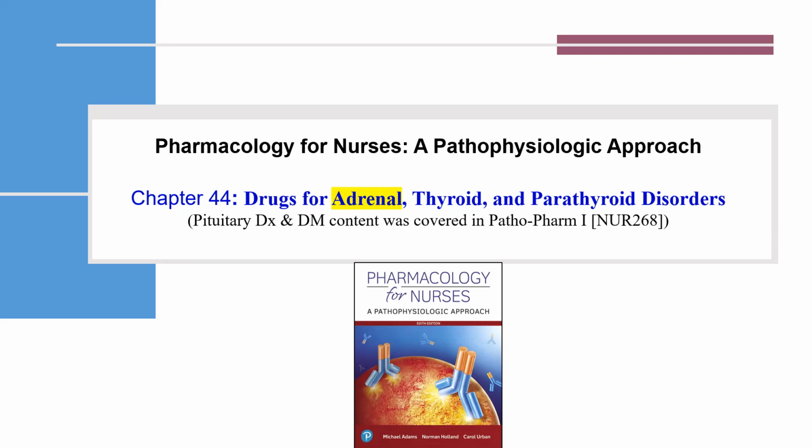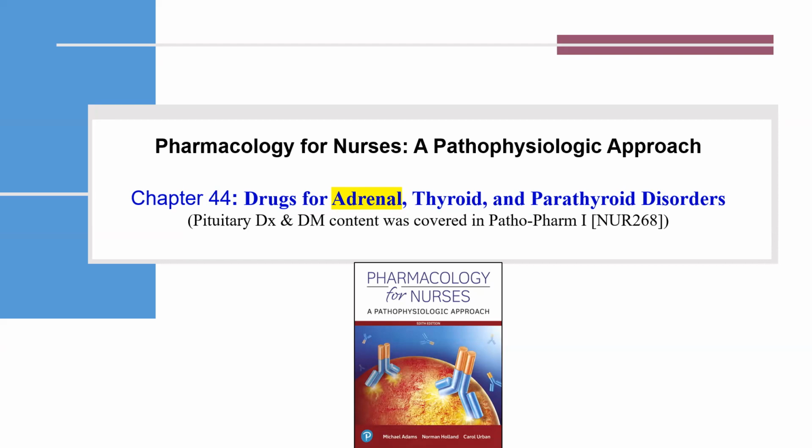Just a reminder that part of this chapter was covered in Patho Pharm 1 last spring semester, NUR338. We covered the pathophysiology and medications for the pituitary gland, like hypopituitarism, hyperpituitarism, diabetes insipidus, and the SIADH, syndrome of inappropriate ADH hormone. All of that content was covered in Patho Pharm 1, so I recommend that you go to that content and review that.